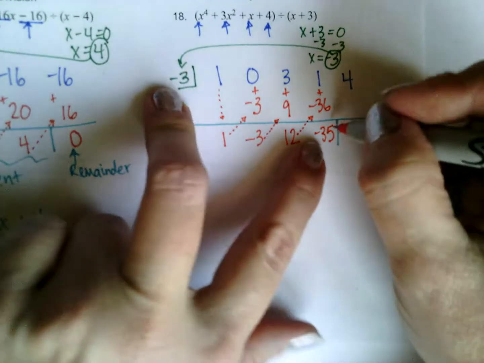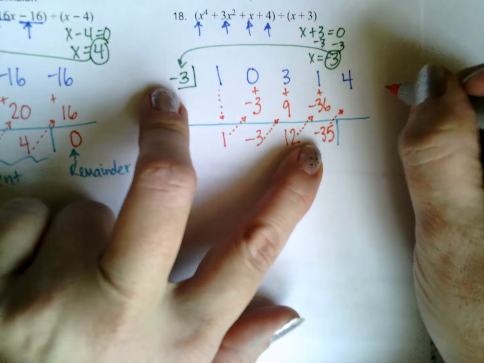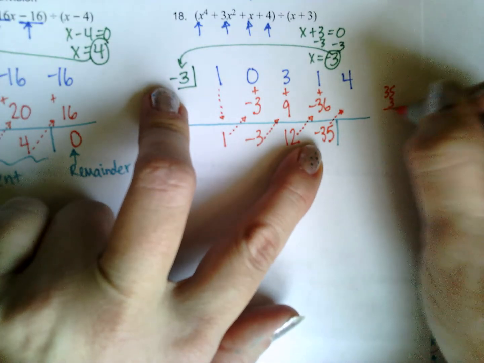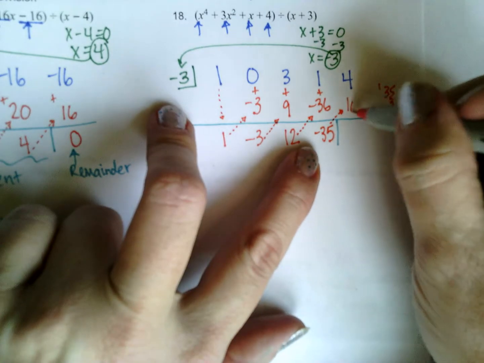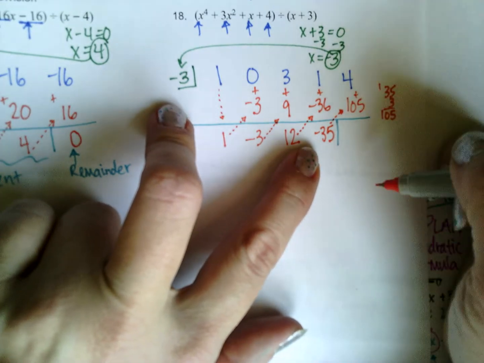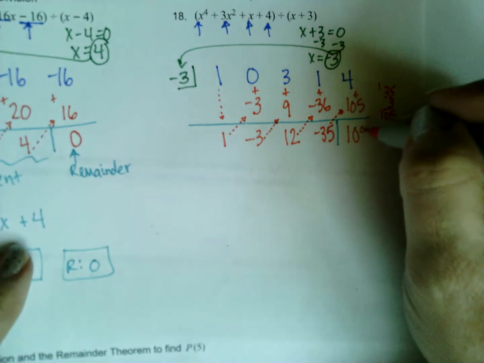Then we got to multiply negative 35 times negative 3. I hope I did this problem right. These are big numbers. That's 15. I think it's 105. Okay, so that is positive 105. Then we add, going straight down, so that would be 109.